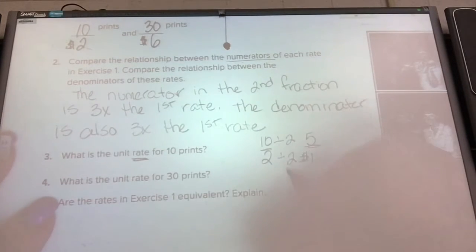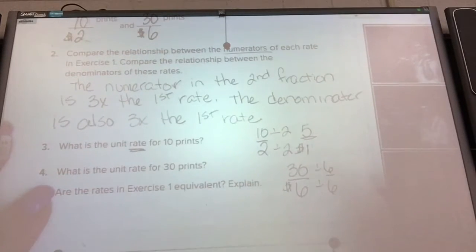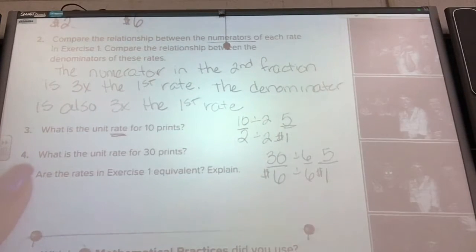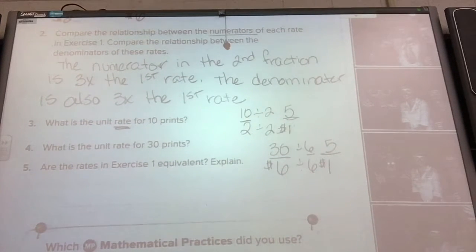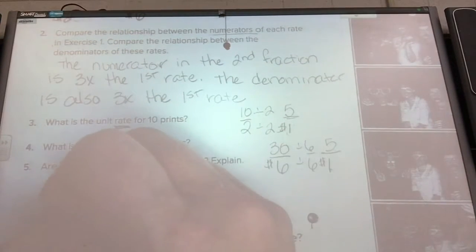How about the unit rate for 30 prints? So 30 prints was $6. And again, we want to get to 1, so we're going to divide by 6. What you do on the bottom, you got to do on the top. And we would end up with 1 over 5. So 5 prints for $1 there. Then it's asked us, are the rates equivalent? Well, this is 5 over 1, and this is 5 over 1. So would that make them equivalent? You betcha. Yes.